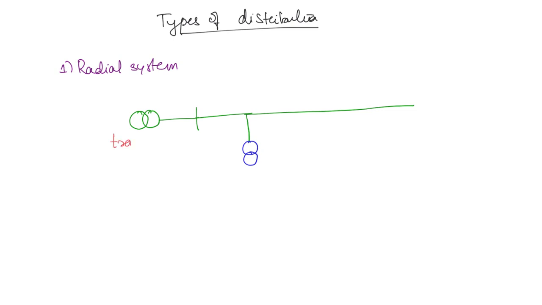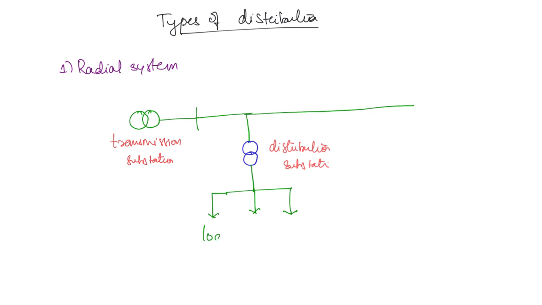This is the transmission substation and this is the distribution substation. Now from the distribution substation, there is going to be a lot of tap off points. Similarly, the next feeder is connected after this. There is going to be a distribution system like this, and here again load tap off points. So it is going to continue like that.